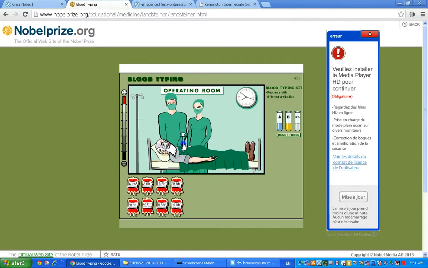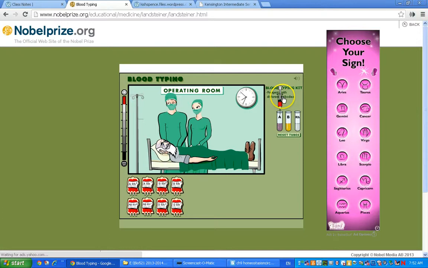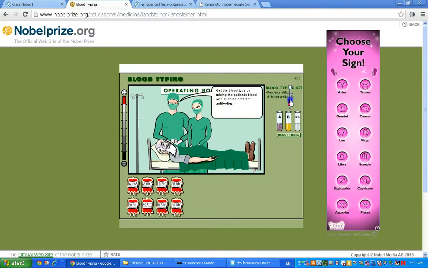So, we got to get his blood. Gonna take his blood. Oh, helps if you don't use his sleeve. Okay, so we're gonna put his blood into this tube and see if it coagulates. Oh, nope, didn't coagulate. Okay, so now we're gonna try B. Oh, nope, didn't coagulate with that one. Oh, it clumped with the RH.